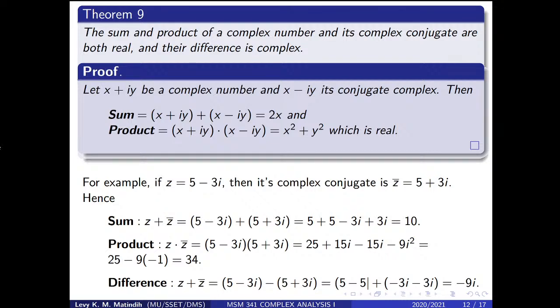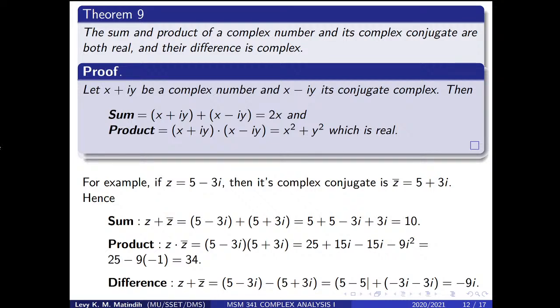Let's look at this theorem. This theorem says that the sum and product, if you multiply a complex number and its complex conjugate, or if you add a complex number and its complex conjugate, what you get is a real number. But if you subtract a complex number and its complex conjugate, what you're going to get is a complex number. Let's look at the proof.